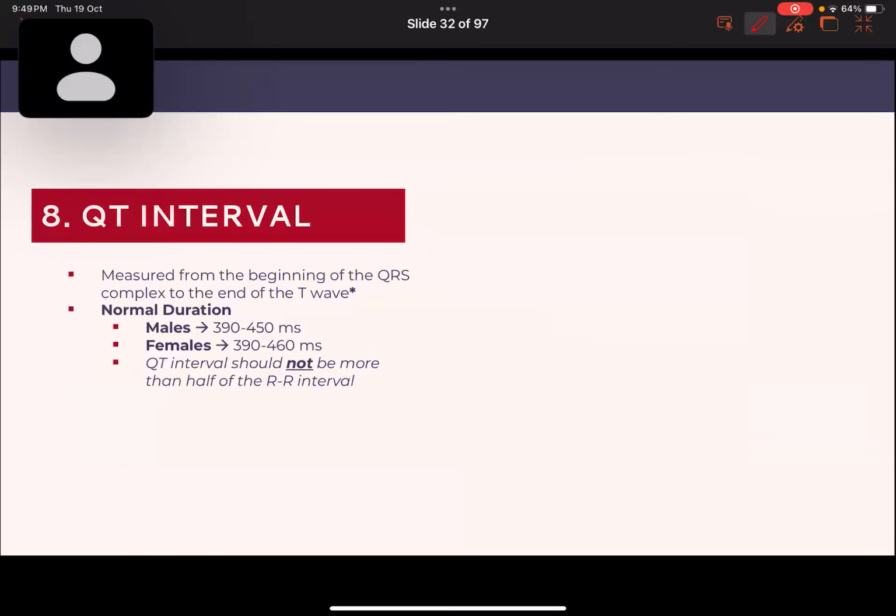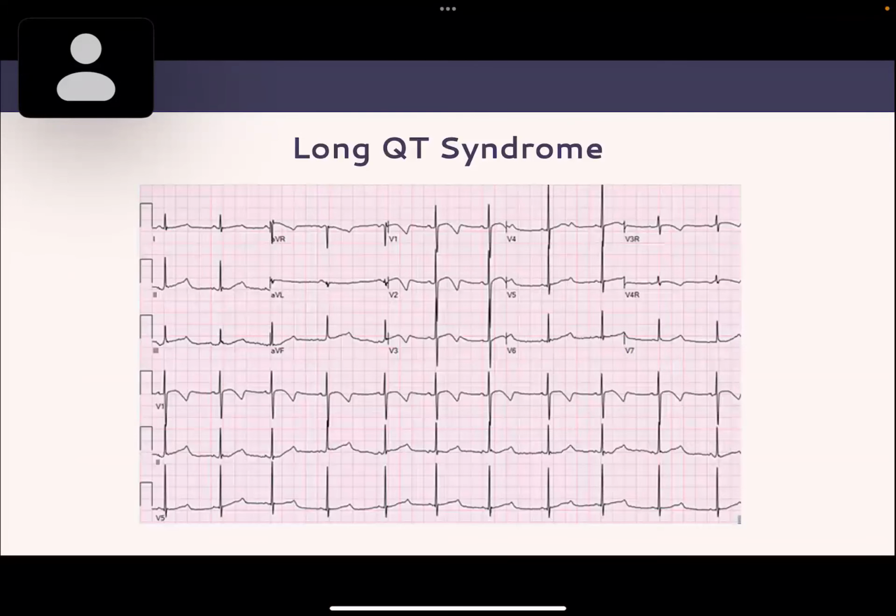And then we have the QT interval. So the normal QT interval is between 390 to 460 milliseconds, okay? Anything more than 460 milliseconds is considered a long QT interval, and there's a syndrome that is known as the long QT syndrome that you guys took in your lecture. So this is what a long QT syndrome is.